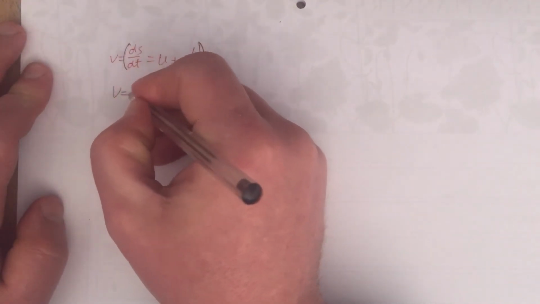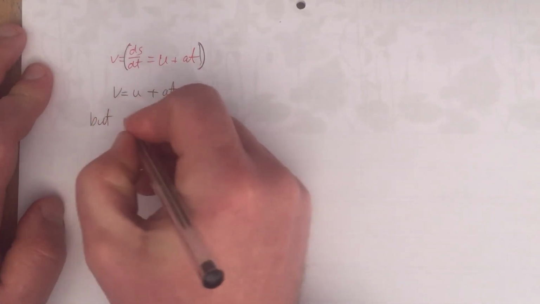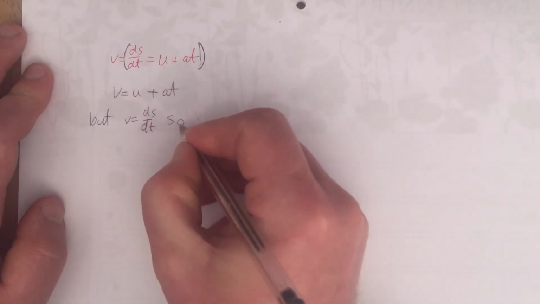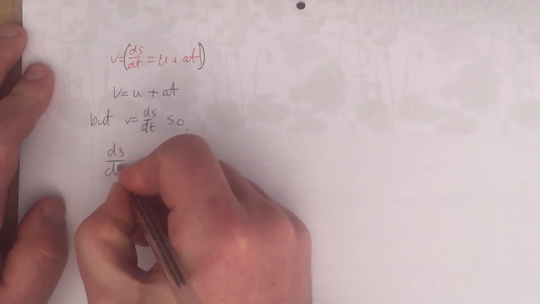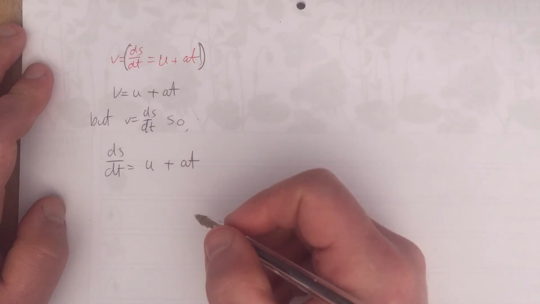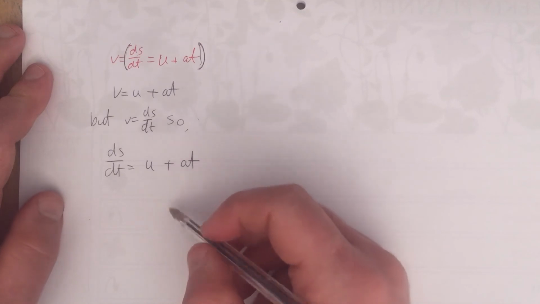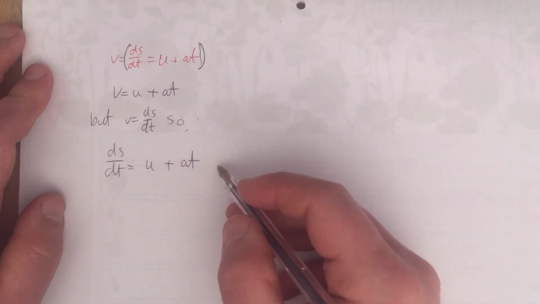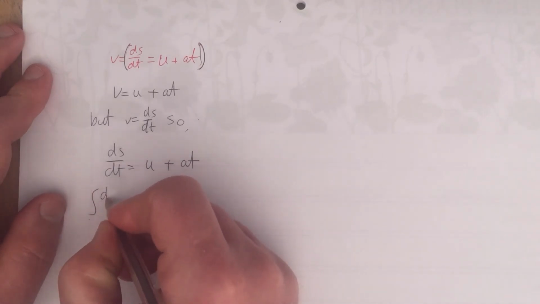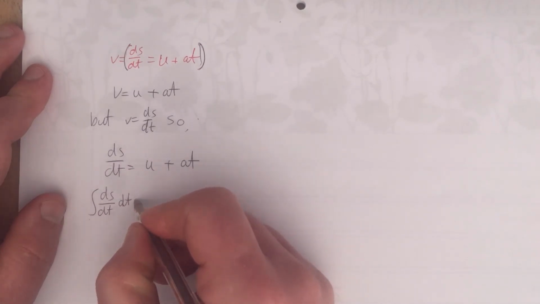So if we start off with v equals u plus at, but we know that v equals ds by dt, so ds by dt equals u plus at. Now what we're going to do is integrate this on both sides. There are different ways you can do it, but I'm going to integrate it in a very full manner. I'm going to say ds by dt, and we'll integrate both sides with respect to t.